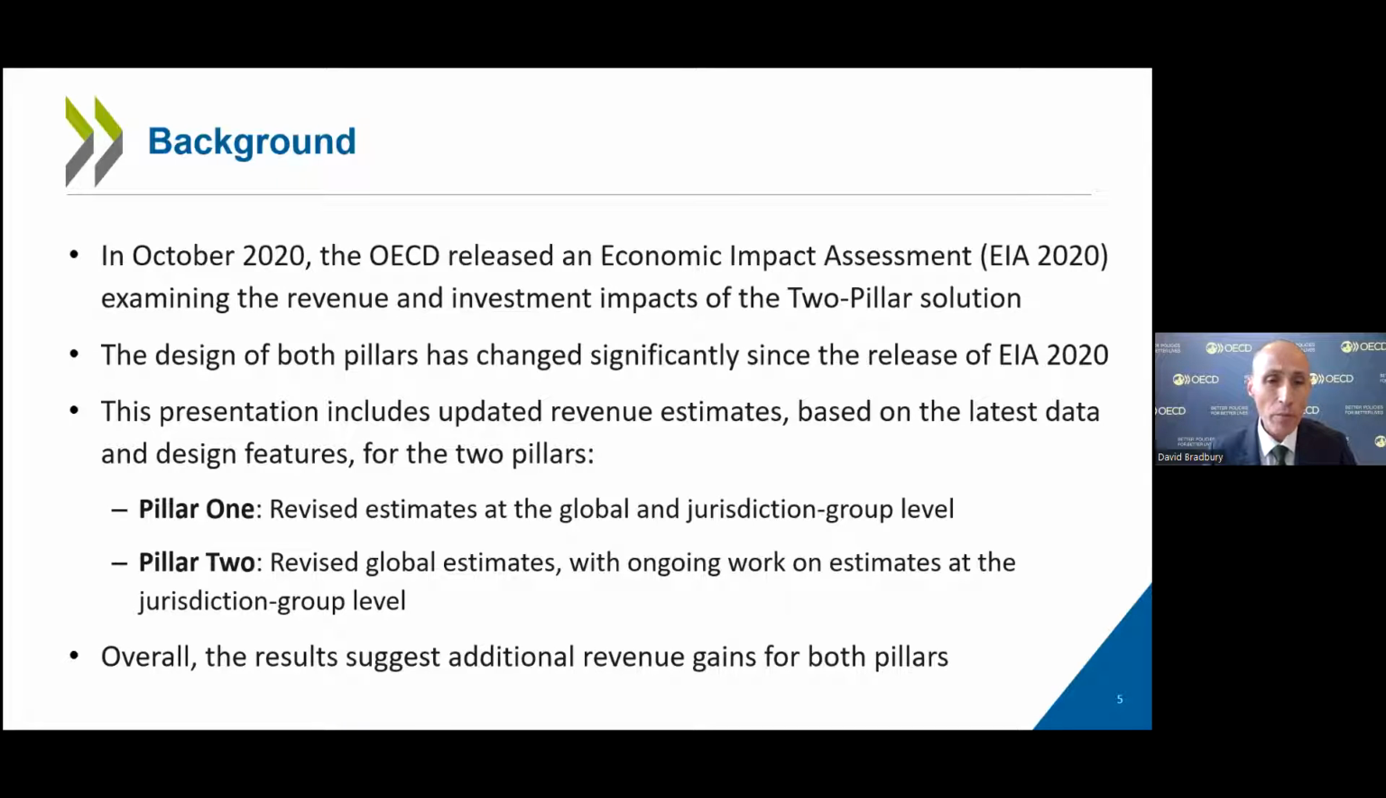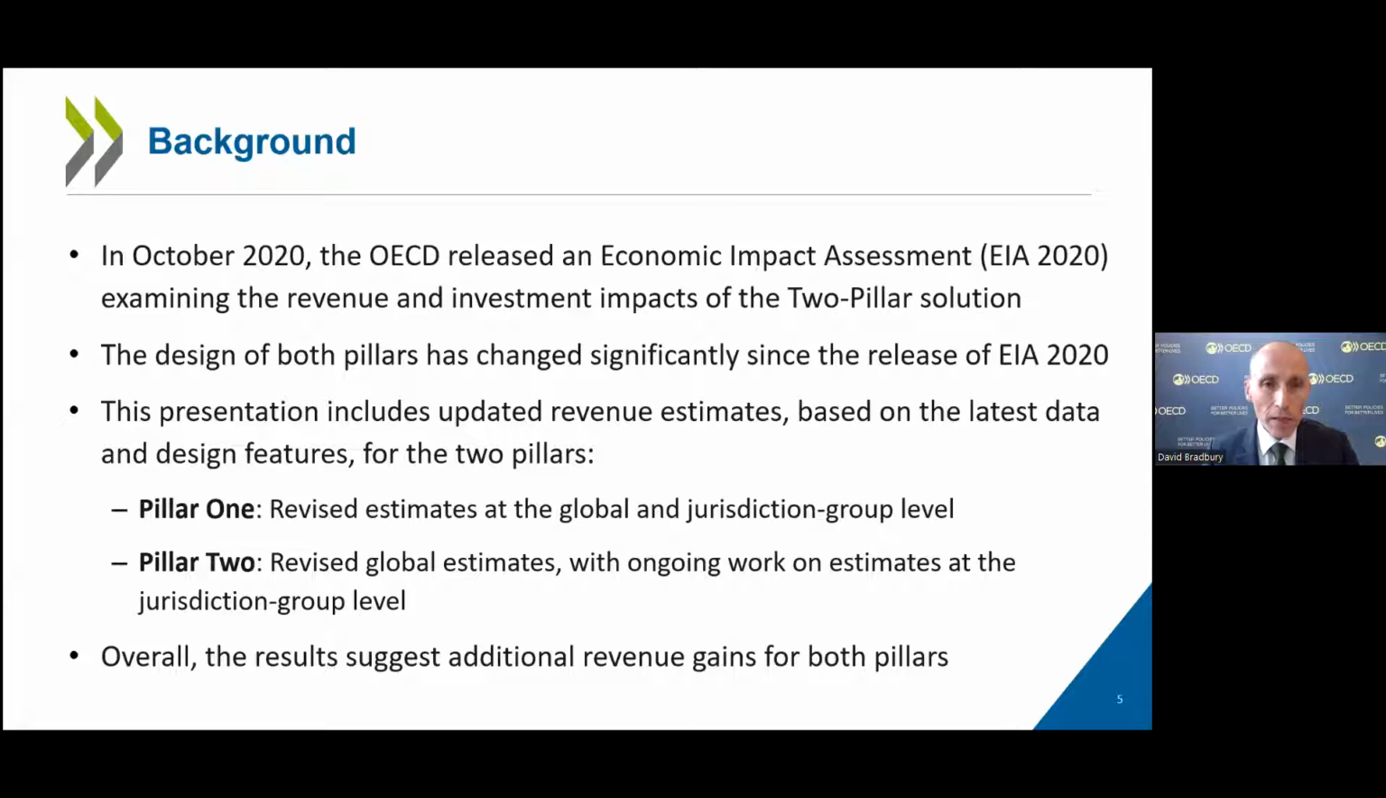And I should say one of the principal purposes of our work is to inform delegates of the inclusive framework on BEPS as they make key decisions around design elements of the two pillars, but also as they make judgments about whether or not to agree to these solutions and to implement them. That's the principal objective, but of course, on occasions such as this, it's also our pleasure to be able to share with the public more broadly some of these results.